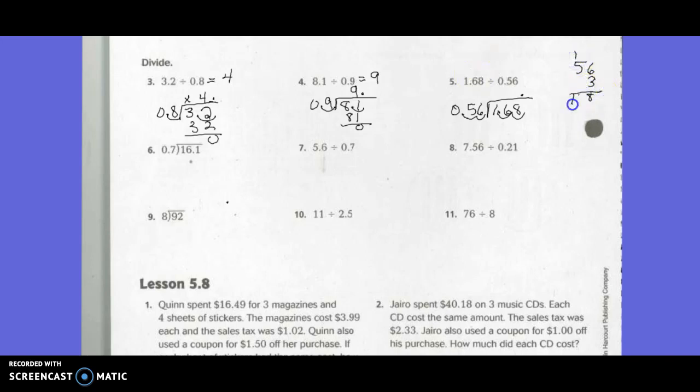And 3 times 5 is 15, plus 1 is 6. So we ended up with a whole number of 3 as our answer. Okay? The next one they give you, I want you to go ahead and work 6 through 11.